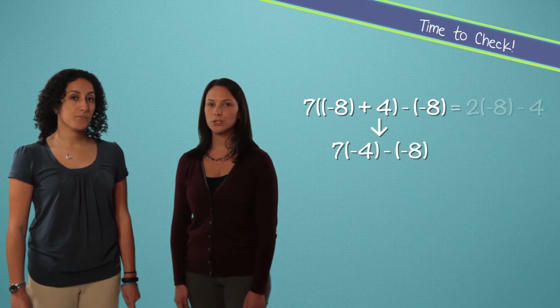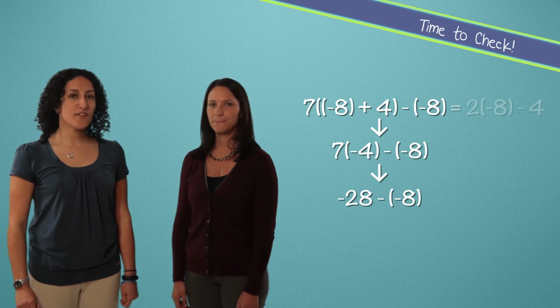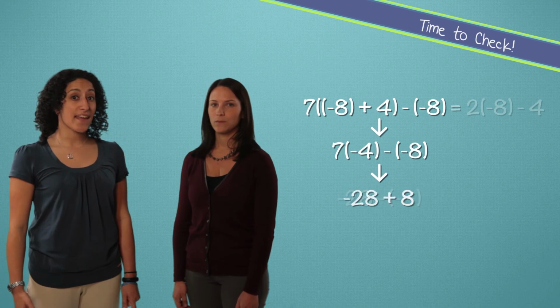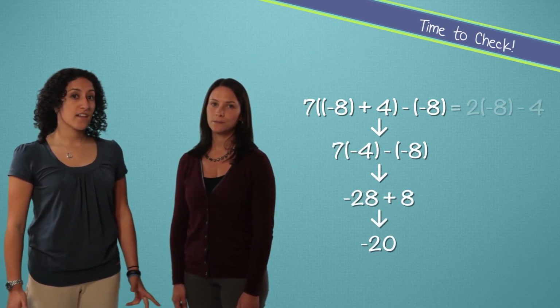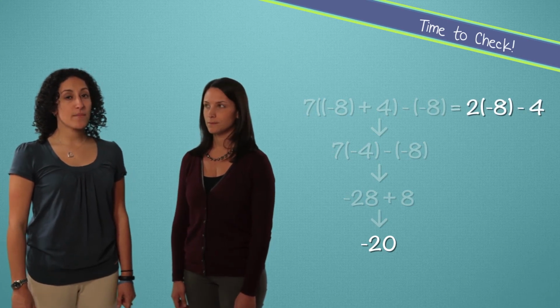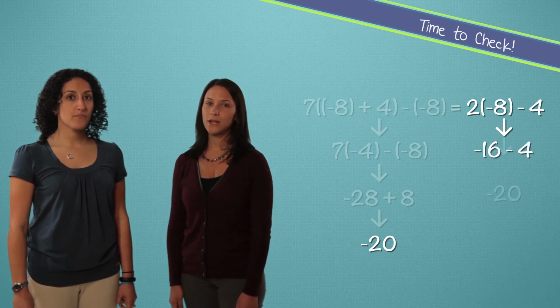Next, we go to multiplication. 7 times negative 4 equals negative 28. Then negative 28 minus negative 8. Subtracting a negative means we're adding 8. Negative 28 plus 8 equals negative 20. Great, now let's look at the other side. First is multiplication. 2 times negative 8 is negative 16. And negative 16 minus 4 is negative 20.